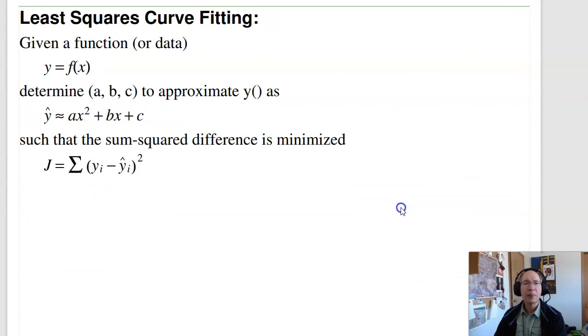Now to come up with the different curves, there's several ways to do it. A common way is least squares. Given a function or data, where I've got my x and y, basically voltage and temperature, come up with a curve fit so that my estimate of temperature is based upon some function of voltage, and for least squares this needs to be linear in the unknowns, linear in a, b, and c. Least squares then finds your constants a, b, and c to minimize the sum squared difference between the data and its curve fit.